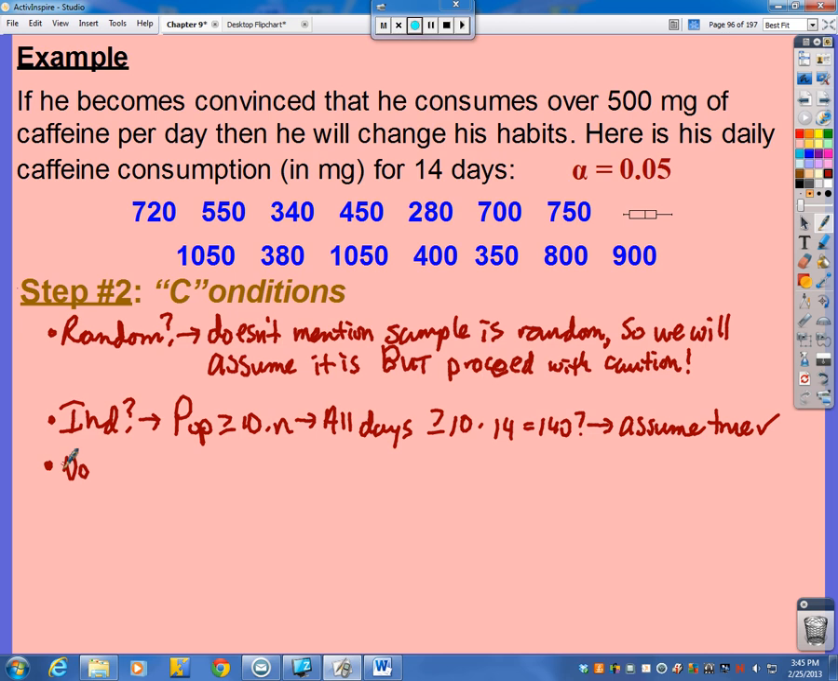Now, for the normal condition, keep in mind for mean level problems, it's not really normal, but we're really checking for T. Now, is the population known to be normal? We don't know that. Do we have a big enough sample size that we can use the central limit theorem? 14. No, it's not bigger than 30. So what do we have to do at this point? We need to put our data into a list.